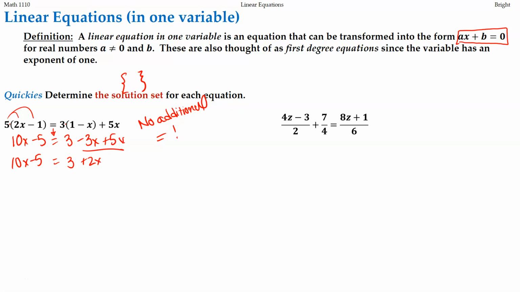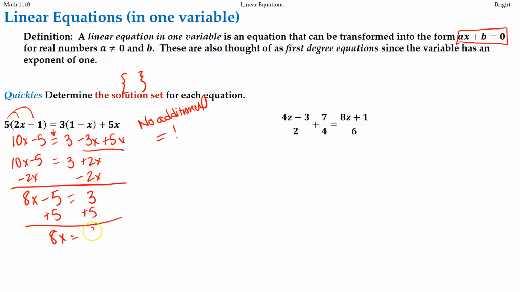So anyway, we want to isolate x to one side and all the non-x's to the other. So subtract 2x from both sides. And again, if you don't need to show this work, that is fine. I'm going to have it as 8x minus 5 on the left, and the right is 3. Add 5 to both sides. 8x is equal to 8, and then divide by 8, x is equal to 1.